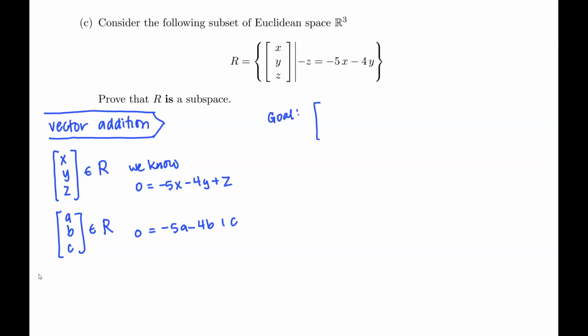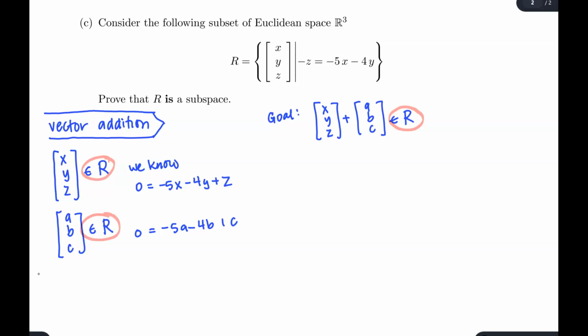So our goal is to show that if I add these two vectors together using vector addition, the result is also in R. It is important that I have all of these statements about things being in R. There's really no other way to write this.